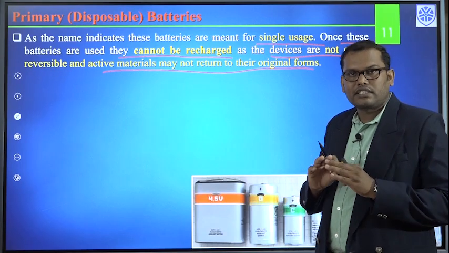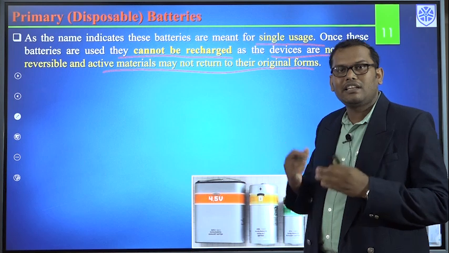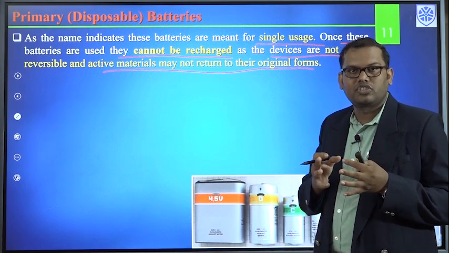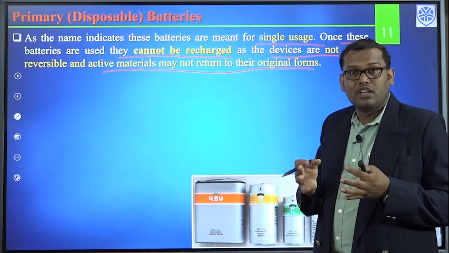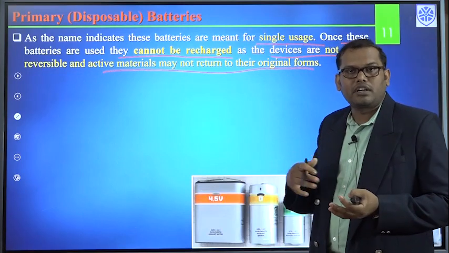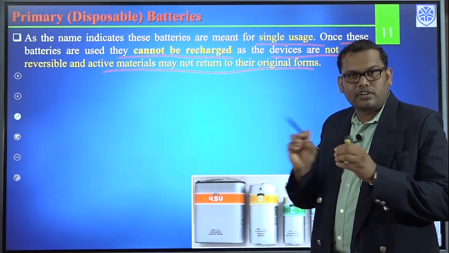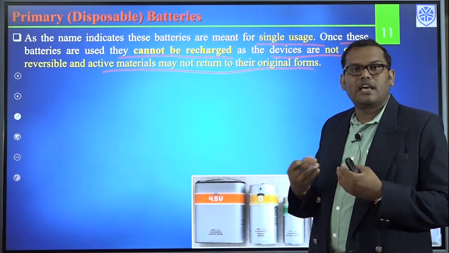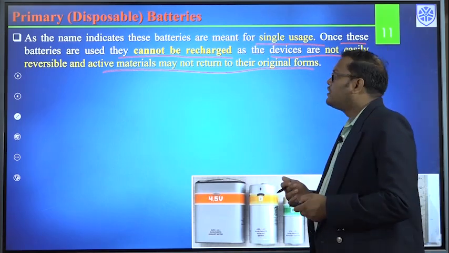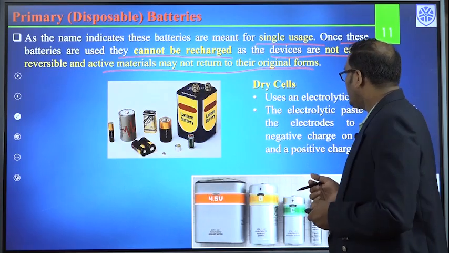So, it is basically the reactions involved in the battery which are irreversible. That is why, whatever the stored energy was inside before using, once that is converted to some other material, the energy will not be reverted back while recharging. The reactions involved in the primary battery are irreversible, not reversible. That is the reason it is single use.